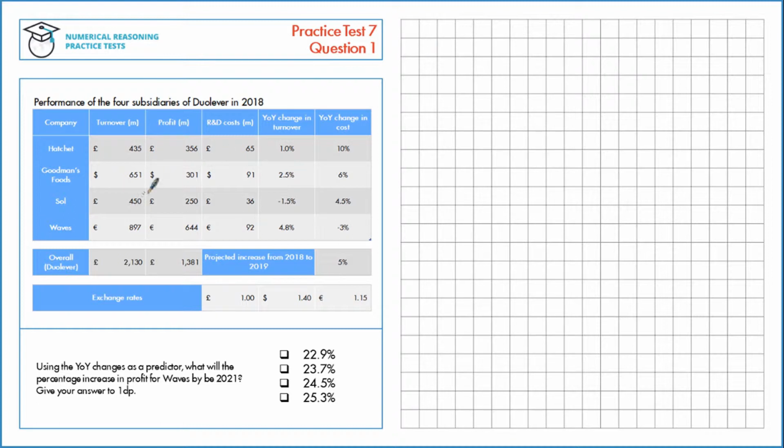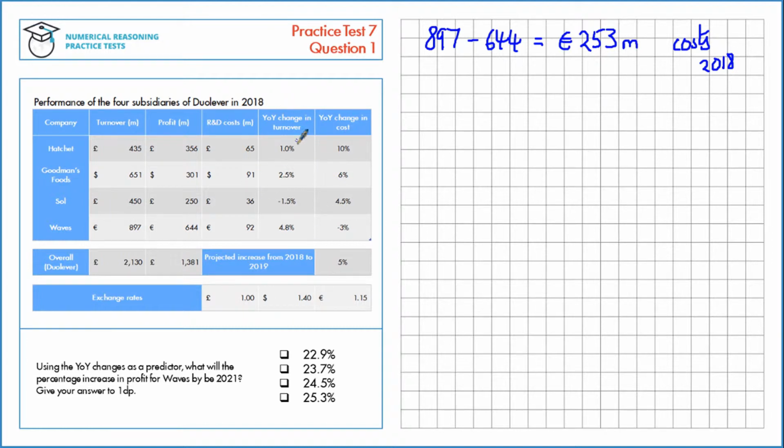So the costs are the turnover, 897 million, take away the profit, 644 million, which is 253, and Waves is in euros, so 253 million. That's the costs in 2018. Now, we can use these predictors to find out the costs and the turnover in 2021.